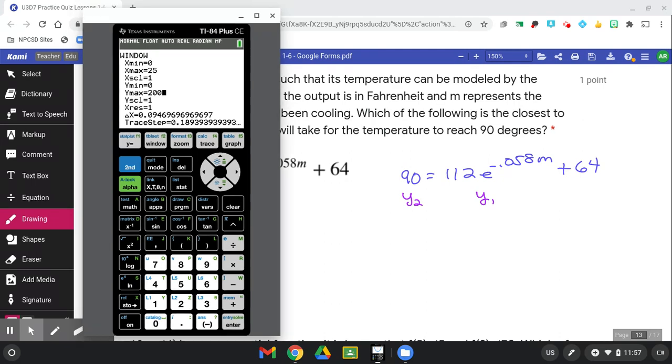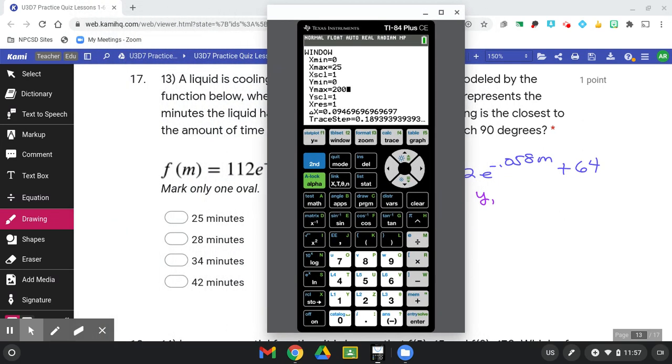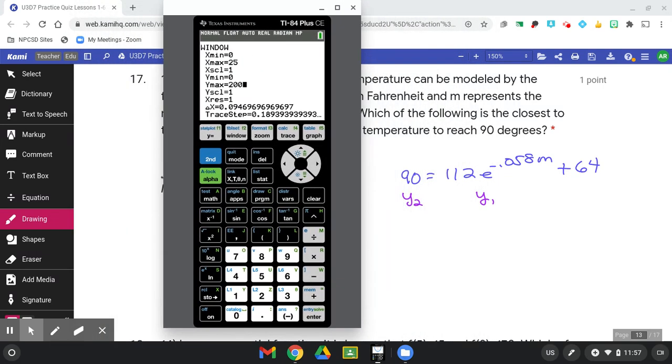However, my choices go up to 42 minutes. So I'm going to take my x values and bring it to 45 minutes so I can see no matter what the answer is. Okay, so second, trace, intersect, and then enter, enter, enter, and I get the x value, or the number of minutes, is equal to 25.